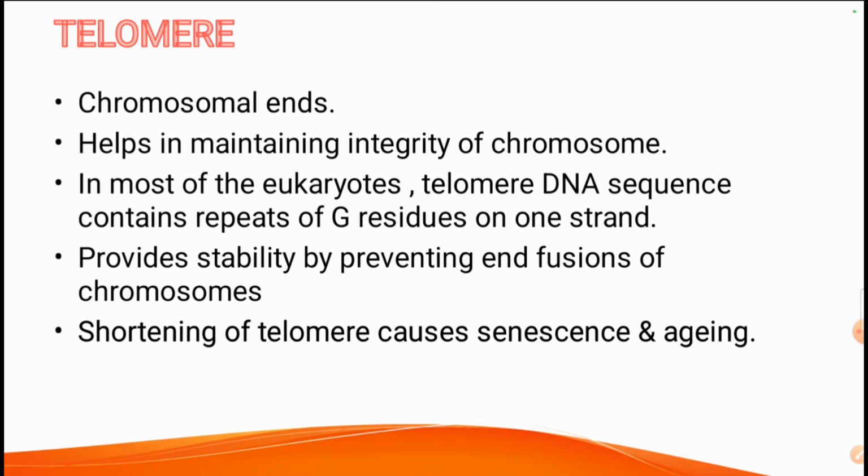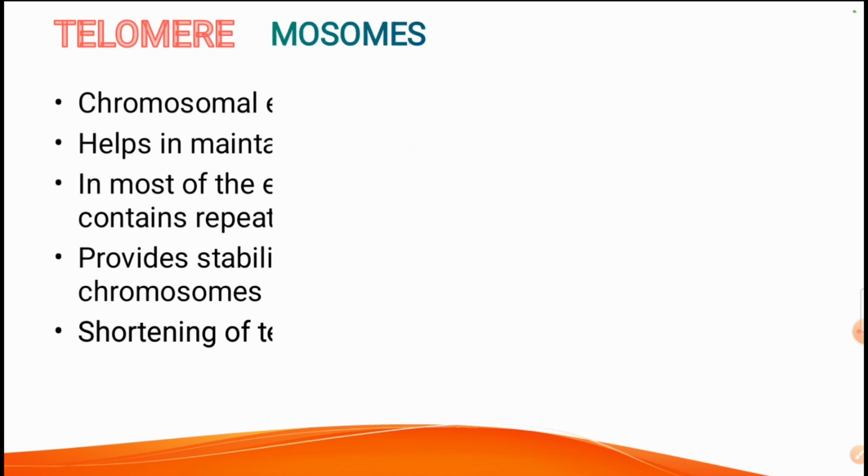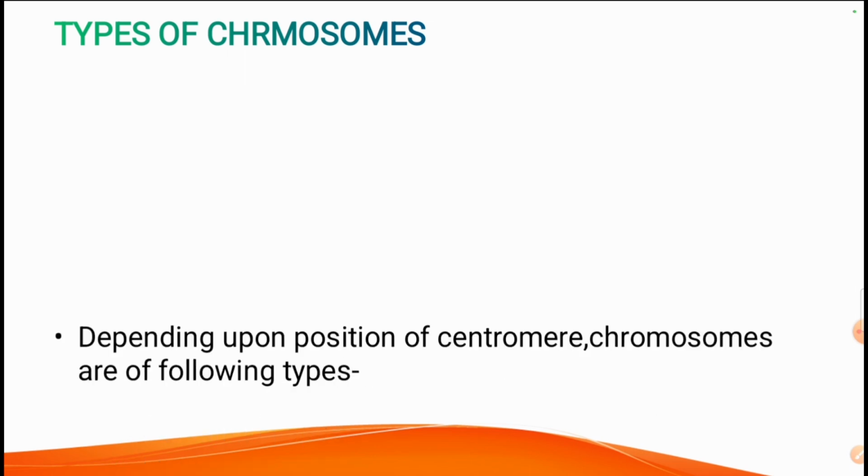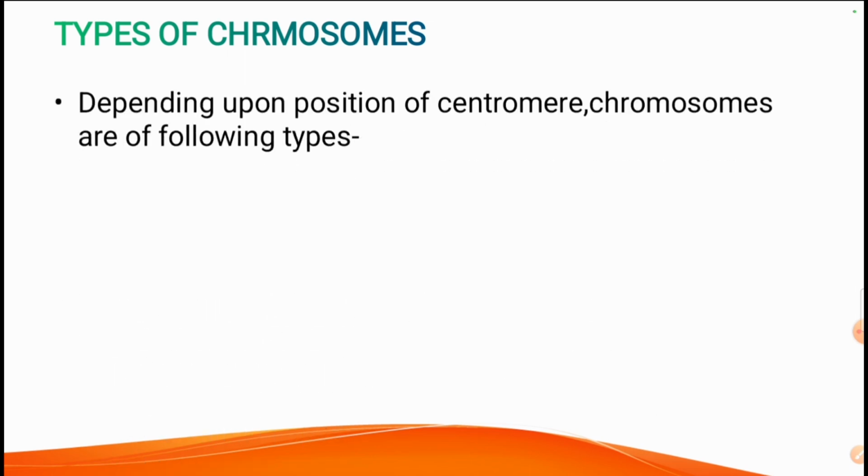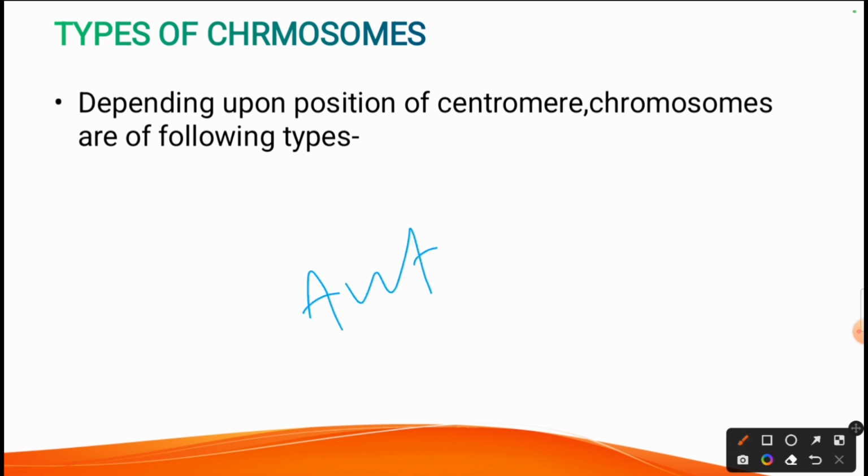Now come to the types of chromosomes. On the basis of types, you can divide the chromosomes into various types. First, chromosomes can be of two types, that is autosomes and allosomes.